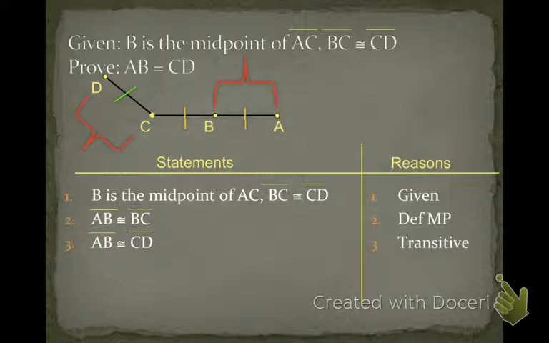We're almost there. The congruence isn't what we're trying to prove. We're trying to prove the measurements are equal. So one more step to say that the measurement of AB, the distance AB, is equal to the distance CD, and that's by the definition of congruent segments.